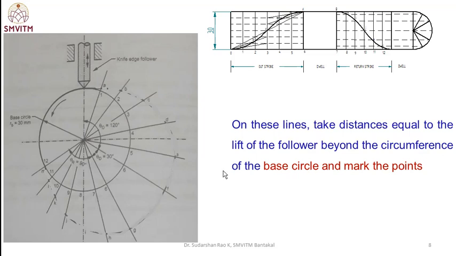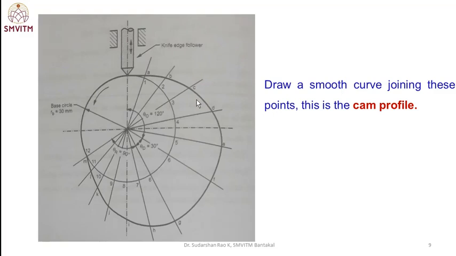Then join these points with a smooth curve. Draw a smooth curve joining these points. This is the required cam profile. As the cam rotates in the anti-clockwise direction, first it is ascending, then the dwell, descending, dwell. This is the required cam profile.